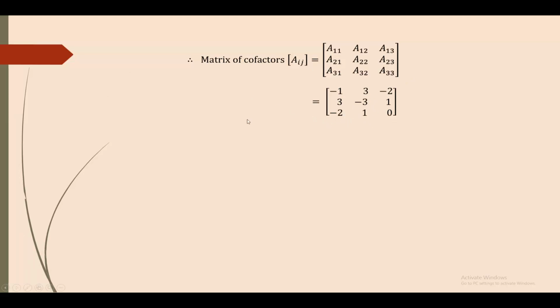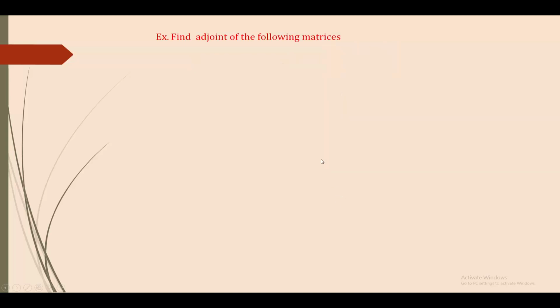And therefore adjoint, this is the cofactor matrix, so adjoint equals the transpose of this matrix, interchanging rows into columns and columns into rows. So the first row becomes the first column: minus 1, 3, minus 2. Second row 3, minus 3, 1 becomes the second column. Third row minus 2, 1, 0 becomes the third column. This is the adjoint of the given matrix.